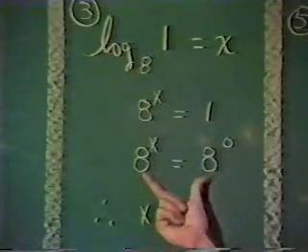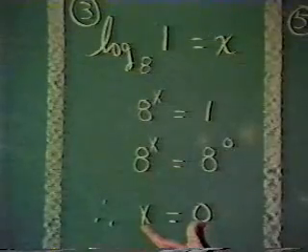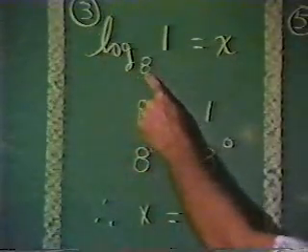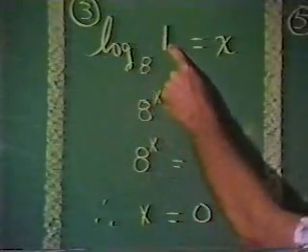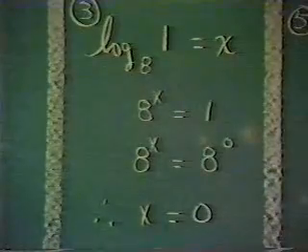All right, so now I have the same base, therefore the exponents are equal, therefore x is equal to 0. Let's go back and check that. 8 to what power equals 1? Well, 8 to the 0 power is equal to 1, so that checks. All right, example 4.